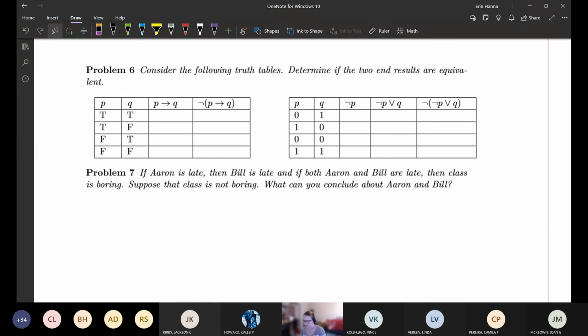Consider the following truth tables, and it is 12. Consider the following truth tables to determine if the two end results are equivalent. Now, this is where I wanted to bring back in that idea that I told you about on Tuesday, that some of these truth tables can be used as zeros and ones. So we're also going to be comparing T's and F's to zeros and ones. Woohoo! Here we go.